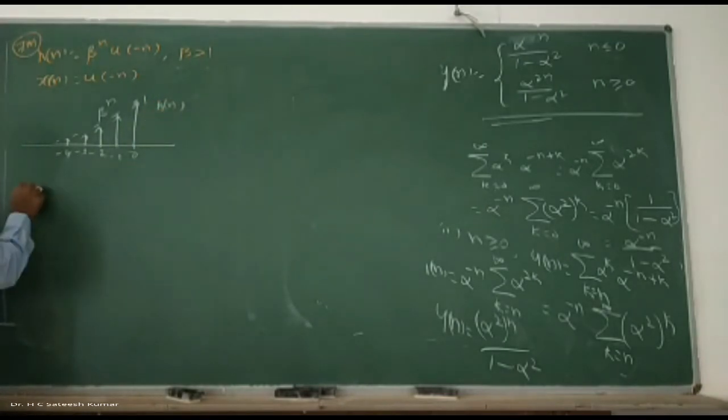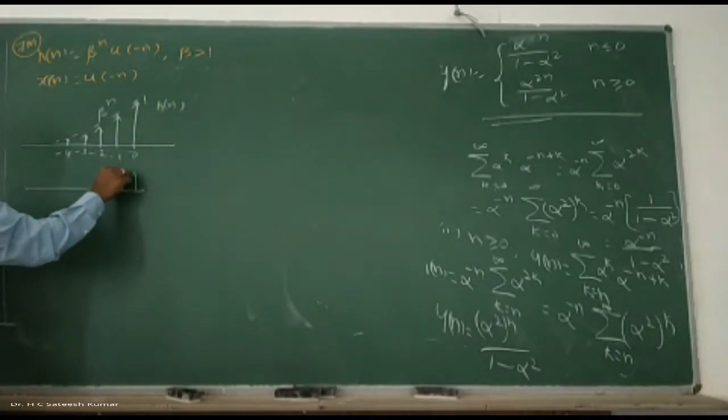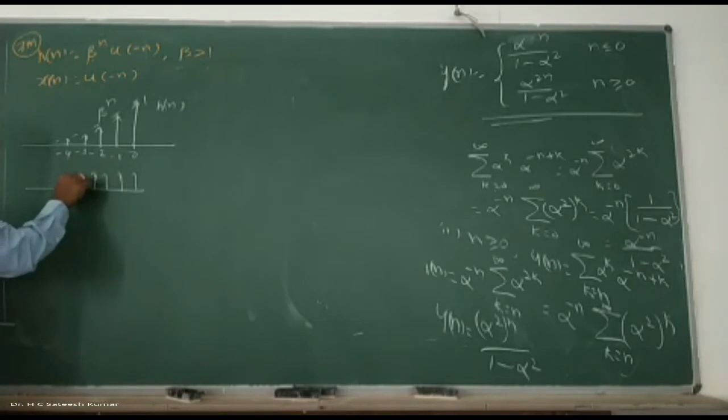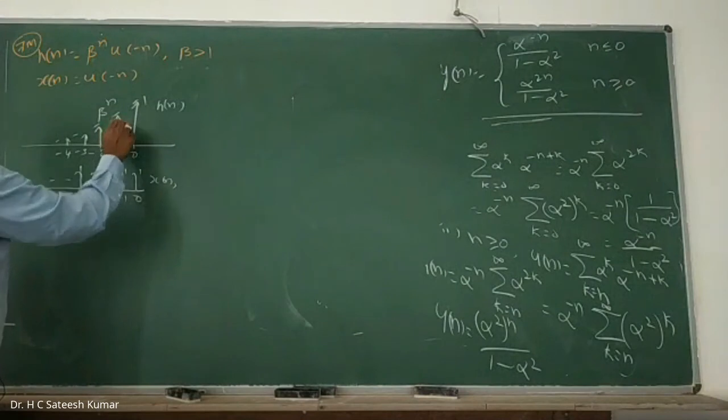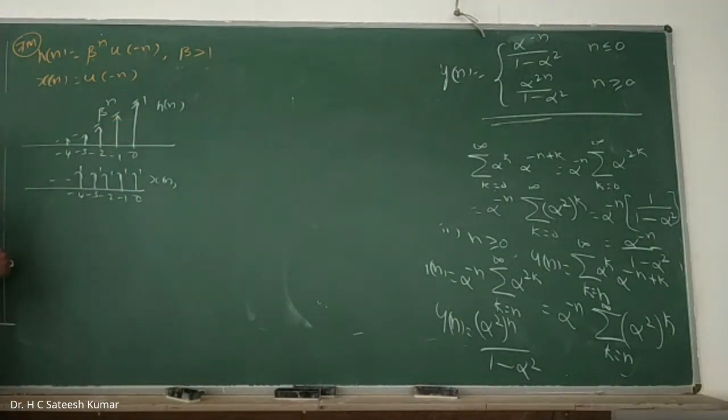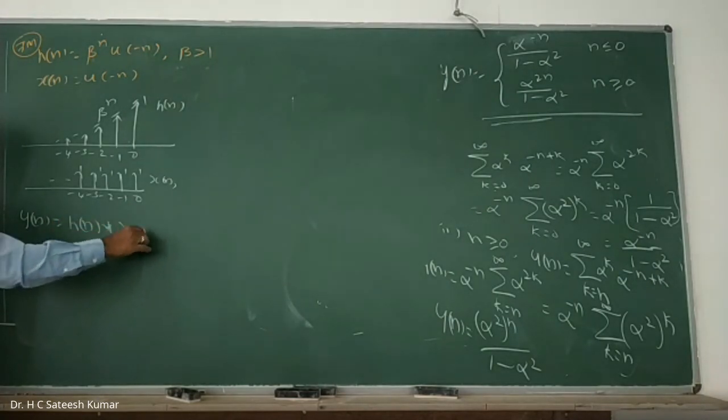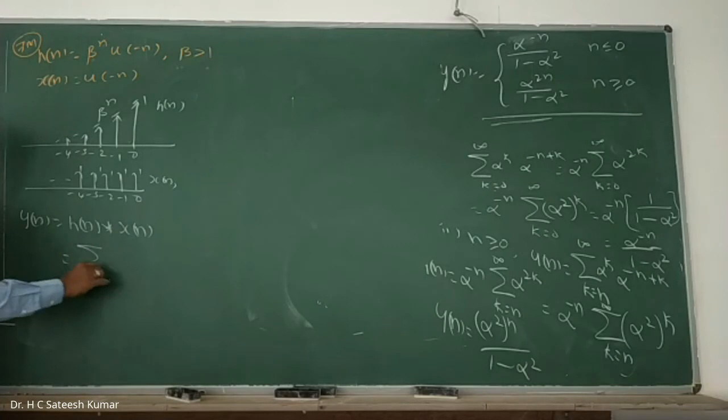x of n is from where to where? The original signal, both of them are on the negative side. So this kind of problem we have seen in the exam. 0, minus 1, minus 2, minus 3, minus 4, and so on, x of n. Since it is time dependent, try to keep this one constant. This one you shift it. Okay, right. You can write y of n is equal to h of n convolution with x of n, which is nothing but equal to summation k varies from minus infinity to plus infinity, h of k into x of n minus k.